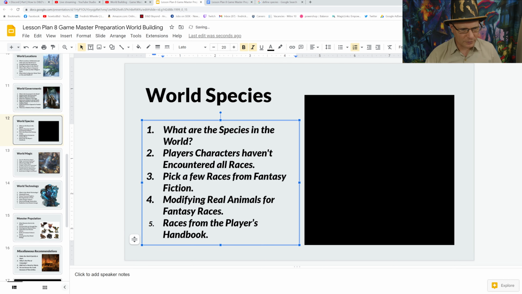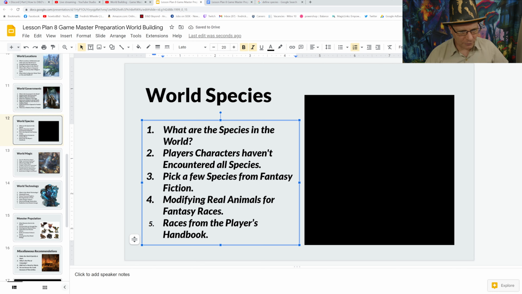Species. In the world, player characters haven't encountered all species or races, frankly, because orcs and dwarves and elves and humans can intermingle. Well, it depends, I suppose. I mean, it depends. Is that the kind of world where it's possible to do that? Is it possible to do that in your world? And that sort of sets a lot of assumptions. Pick a few species from fantasy fiction. That's all I want you to do. So let's do that.